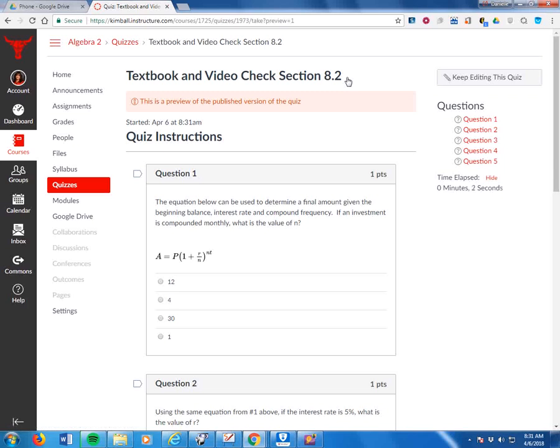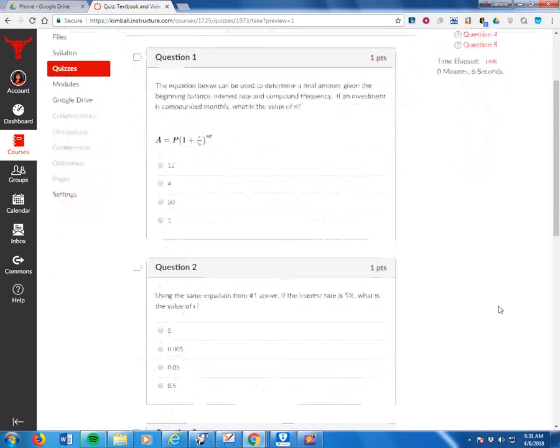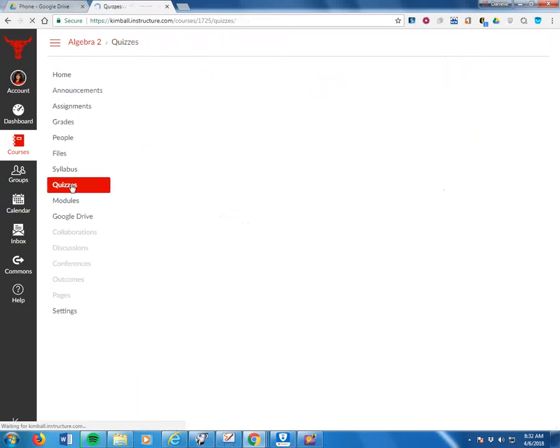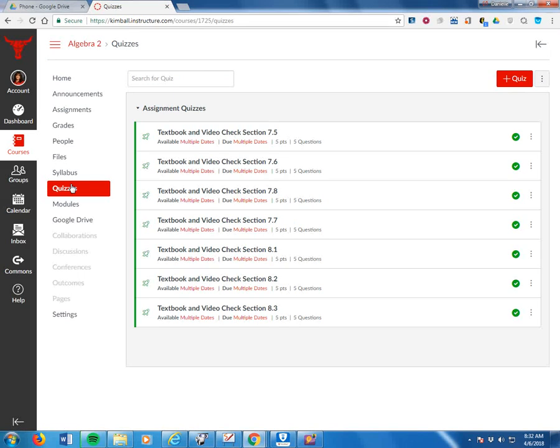The equation below can be used to determine a final amount given the beginning balance, interest rate, and compound frequency. If an investment is compounded monthly, this is the wrong one. It would help if I picked the right one. This is what we did yesterday. 8.3.